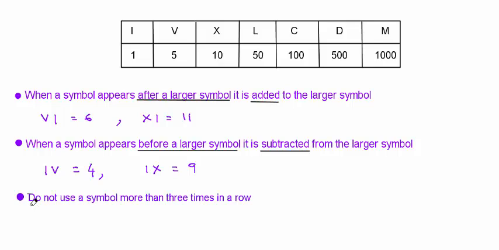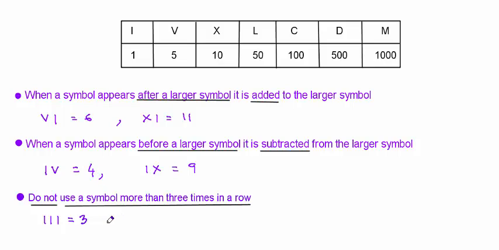And do not use a symbol more than 3 times in a row. So if you have III, this indicates the number 3, but you are not supposed to add another I to make it 4. Rather, you would write IV for 4.